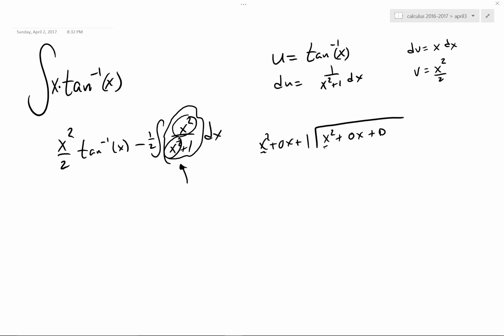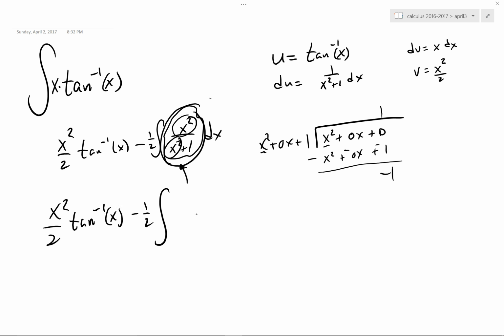How many times does x squared go into x squared? It goes in one time. And when it does, what do you get? Well, you're going to get x squared plus 0x plus 1, and you subtract, and you have a remainder of negative 1. So this part right here can be rewritten as 1, that's this guy right here, minus 1 over x squared plus 1.